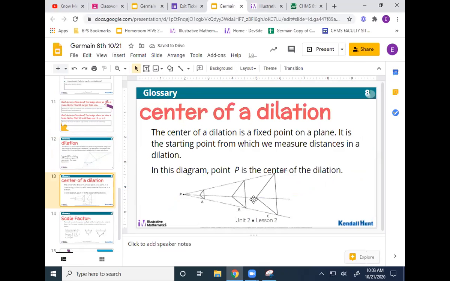So now the center of dilation, like I just talked about, is the fixed point on a plane. That's the starting point when you measure your distances for a dilation. So that means when we're looking at, for example, triangle A, the center of our dilation would be point P. So we would find and calculate and measure this distance from each one of my vertices using that P as the center.